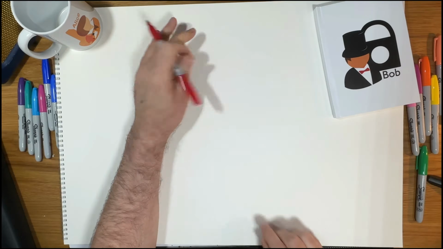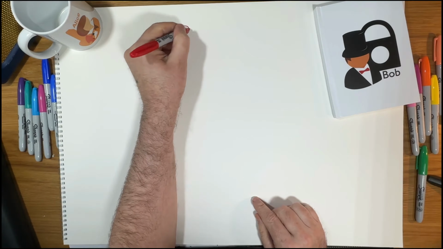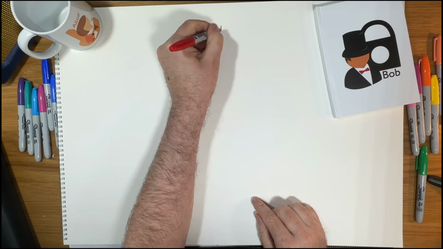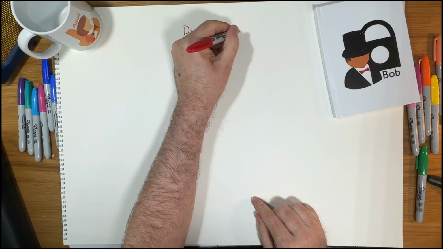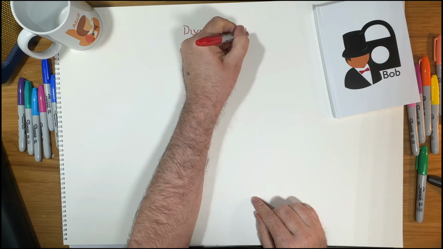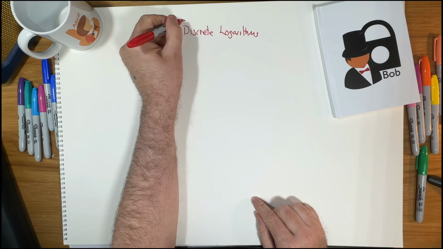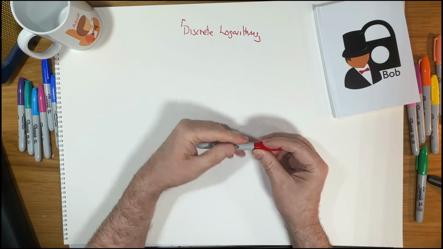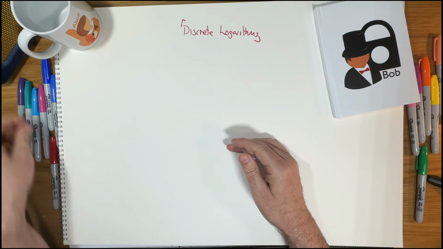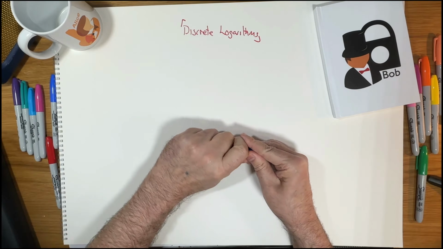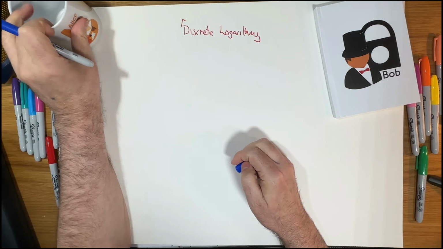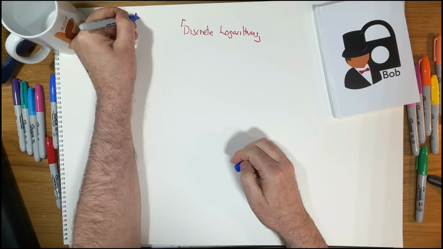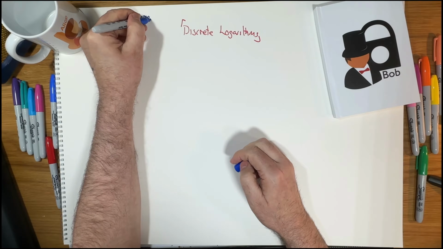Okay, so let's have a look at discrete logarithms, and we'll try and understand how they're used inside cryptography. It was John Napier who actually defined the rules of logarithms.